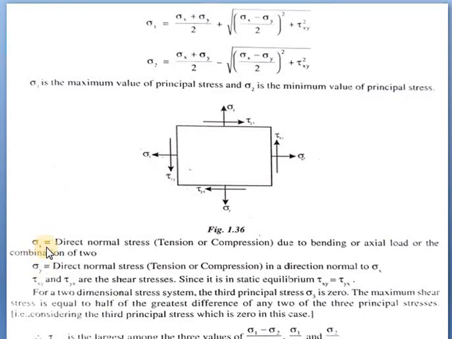Here sigma x indicates the direct normal stress, and this sigma x can be either in the form of a tensile stress or in the form of a compressive stress. Similarly, sigma y is also a direct normal stress. Again, sigma y can be in the form of tension or in the form of compression. Tau xy and tau yx are the shear stresses. Since we are considering this component to be in static equilibrium, tau xy will be equal to tau yx.